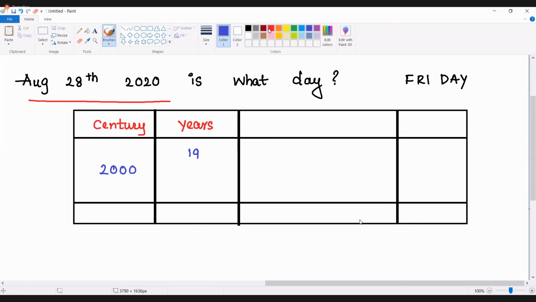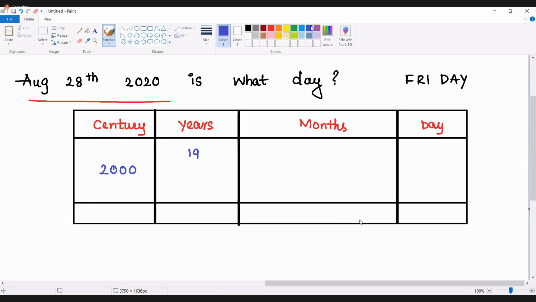Then look at the number of months completed in 2020. After completing 19 years, 2020 is the present year. In 2020, January, February, March, April, May, June, July are completely over. In the month of August, we are at the 28th day. This we have to find out.